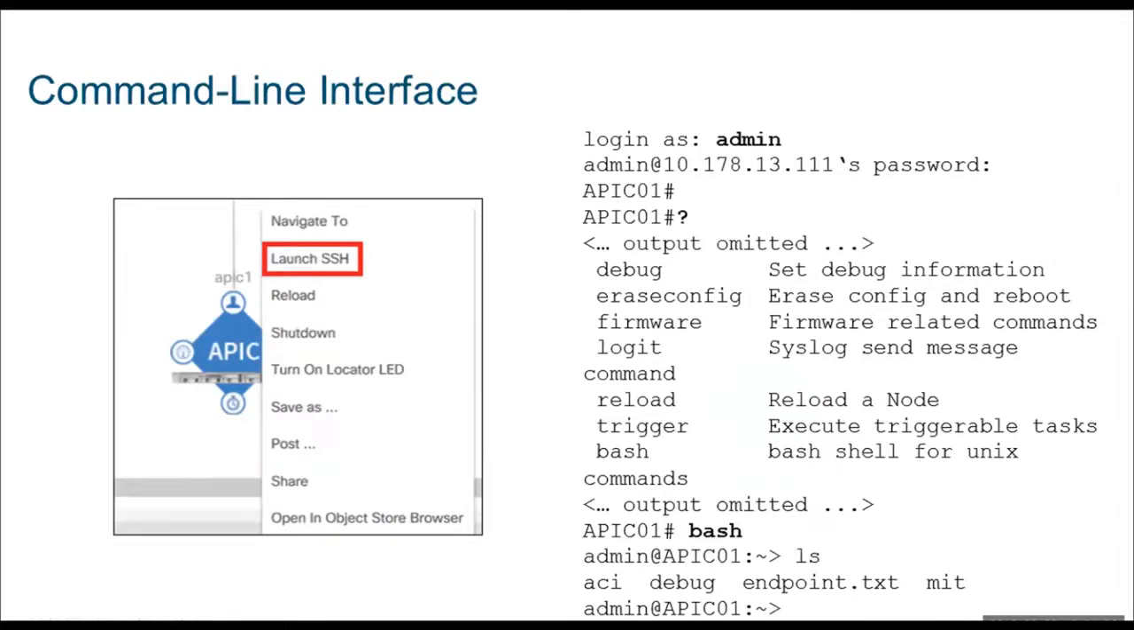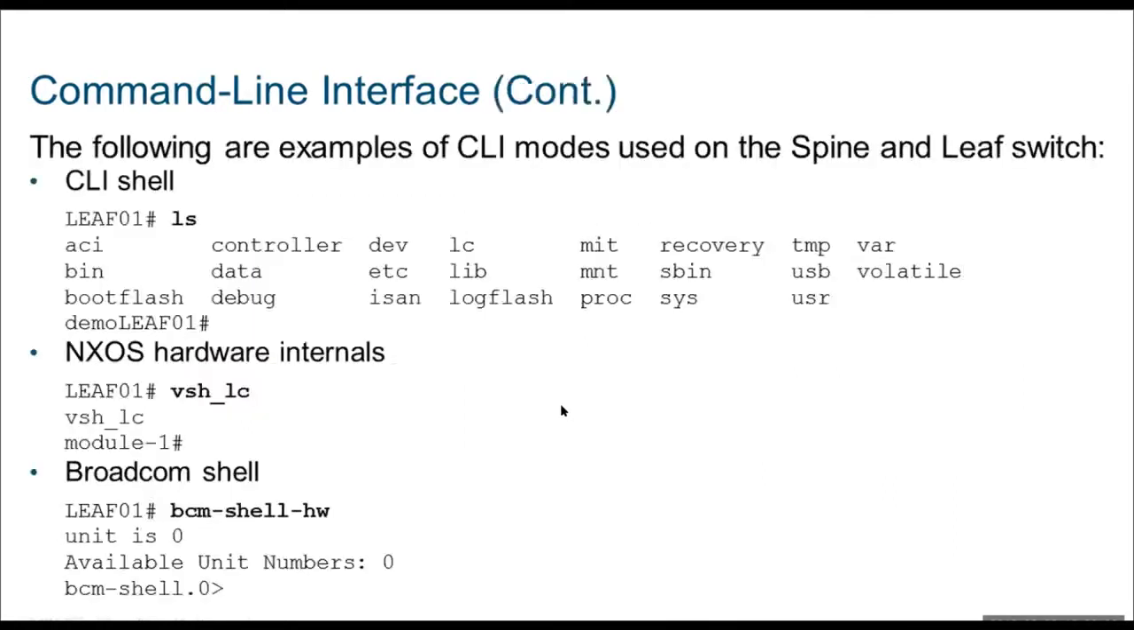So here's how you launch the SSH. Of course, I've got to enable it under pod policies, management access. I've got to specify that it should be enabled. Here's how you get to the command line. Right there, it shows you line card, command line shell, Broadcom shell.